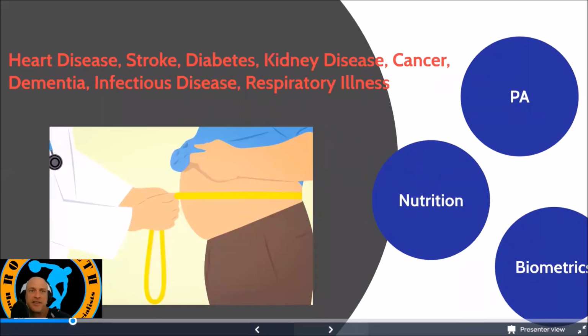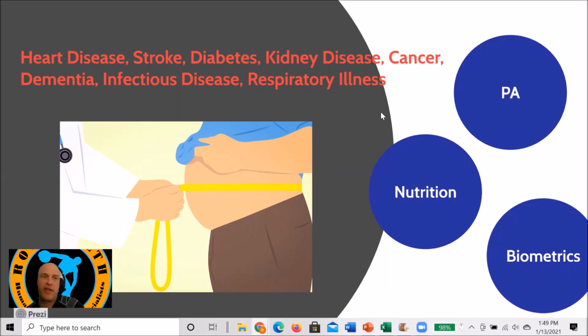All right. So heart disease, stroke, diabetes, kidney disease, cancer, dementia, infectious disease, and respiratory illness. We see that resiliency within the cardiovascular system, the metabolic system, the digestive system, the endocrine system, the immune system, and the respiratory system. These are all correlated. So the chronic diseases, as well as the chronic conditions that leave us open and susceptible to infectious disease, are all affected positively by the interventions that we're about to go through here.